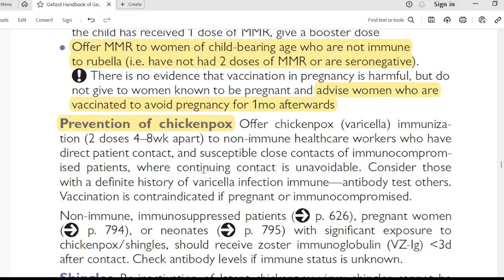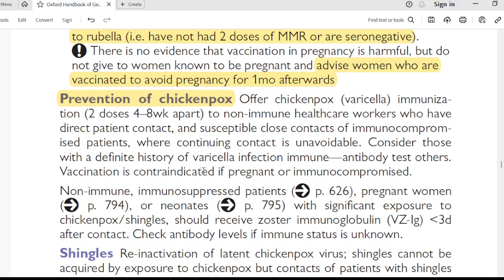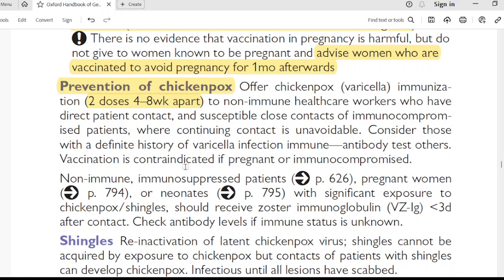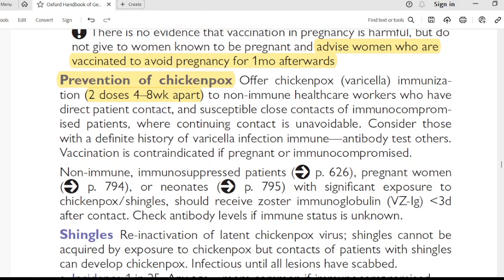Prevention of chickenpox. Offer chickenpox varicella immunization, 2 doses 4 to 8 weeks apart, to non-immune healthcare workers who have direct patient contact, or susceptible close contacts of immunocompromised patients where continuing contact is unavoidable. So, close contacts of immunosuppressed patients. Consider those with a definite history of varicella infection, or an antibody test.